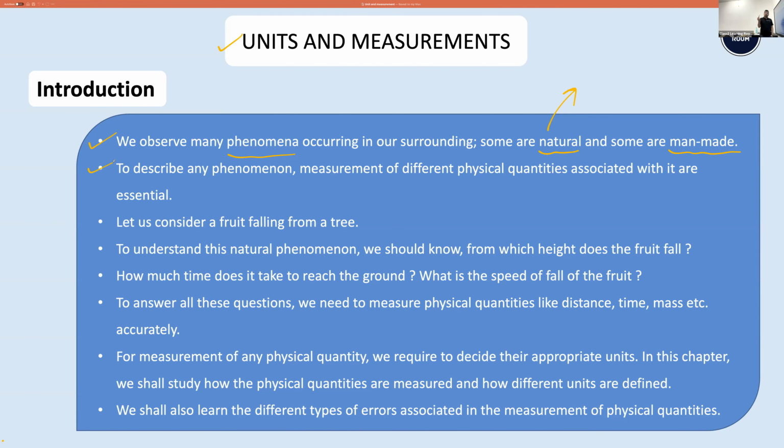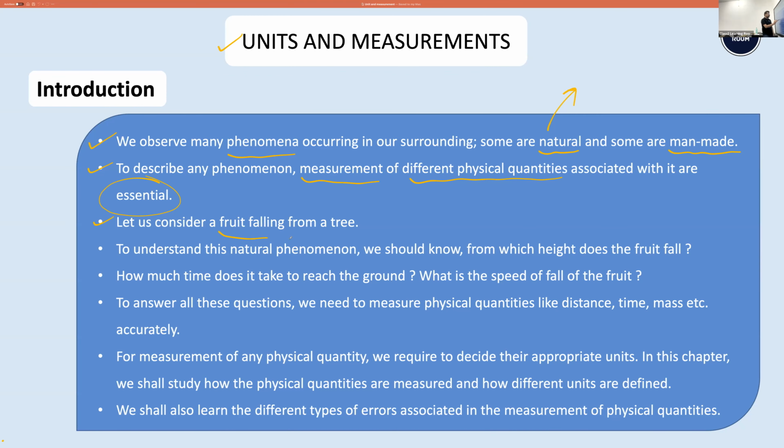So to describe any phenomenon, what is important? When you observe a phenomenon, up to your 10th grade you would have observed many such phenomena, like atmospheric refraction. You would have observed the phenomenon and said this is the reason why it is happening. But in more advanced science, it is not only about the observation. There will be situations where you need to calculate certain things, maybe to predict something or just to understand the science behind it. It could be any reason, but you need to take some measurement. That's what we are saying. So to describe any phenomenon, measurement of different physical quantities associated with it is essential. It is important for us to calculate and take the measurement of those physical quantities.